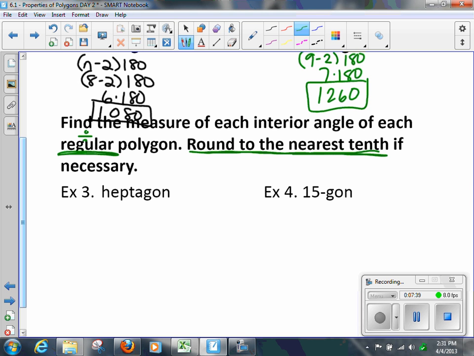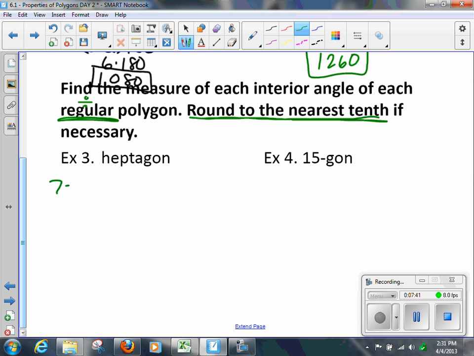So heptagon, how many sides? 7 sides. 7 minus 2 times 180. 5 times 180 is 900. And then what am I going to do with 900? Divide it by who? Right on. Tell me what that's going to be, because you guys have the calculators.